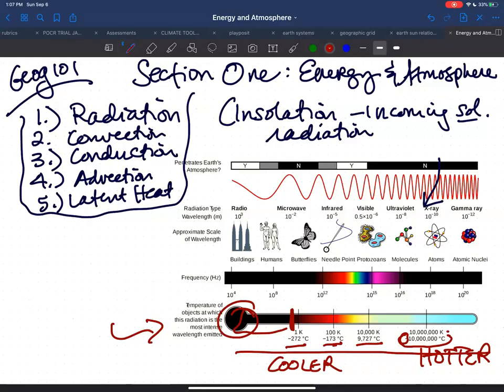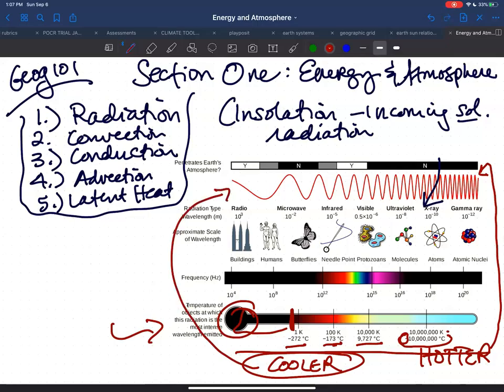So what I want you guys to notice is that the hotter something is, the shorter the wavelength. And the cooler something is, the longer the wavelength. And when I say wavelength, this is what I mean. If we have a wave like this, the wavelength is measured either from crest to crest or from trough to trough down here, and they should be the same. So here you can see it's a very short wavelength, whereas here it's a much longer wavelength.